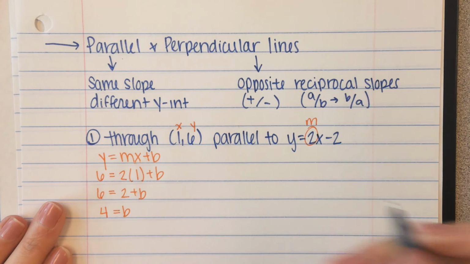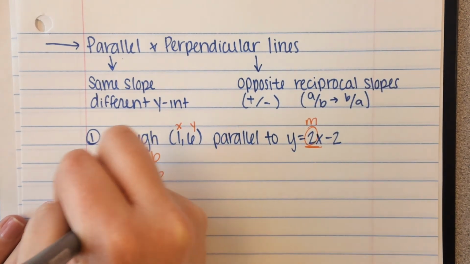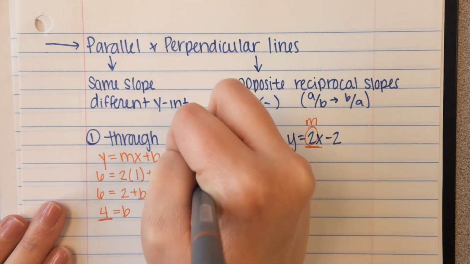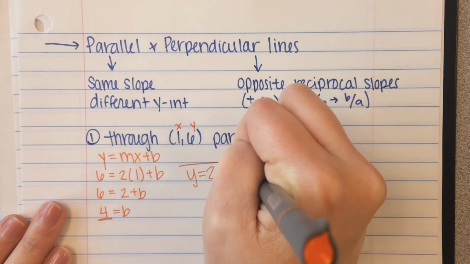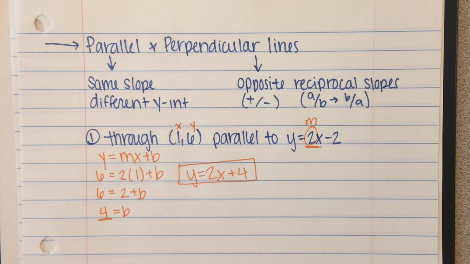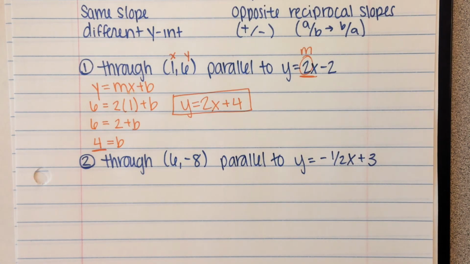So now we can make our equation. We've got our m, we've got our b. Our equation is y equals 2x plus 4. Here's example number 2. Pause the video, give it a try, and see what you get.